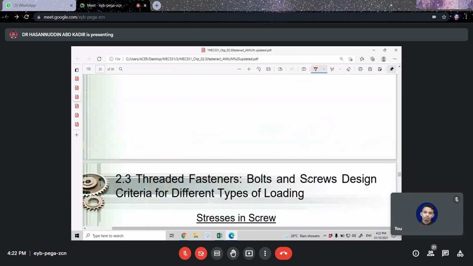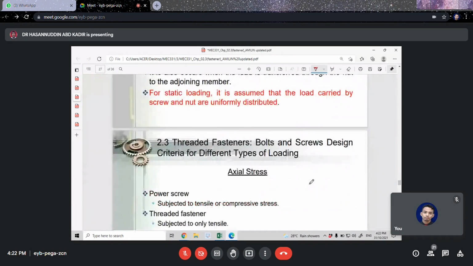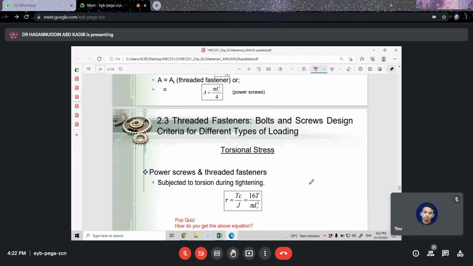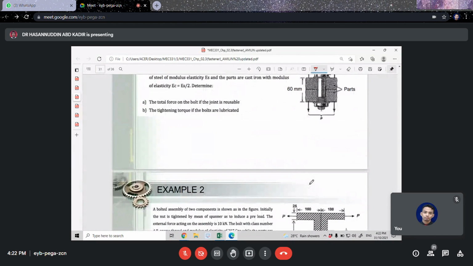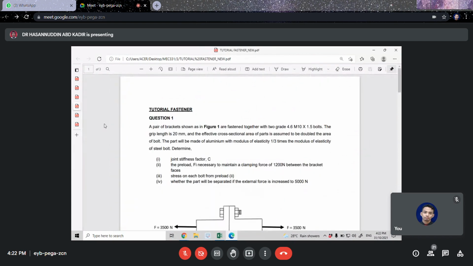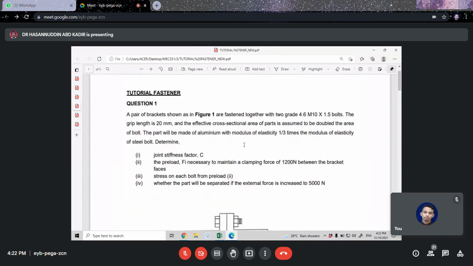Okay, ini tak ada apa lah. Ini dia punya stress, in terms of stress. Shear stress tu later on kita boleh tengok nanti. Okay, so ni contoh lah tutorial punya untuk fastener.